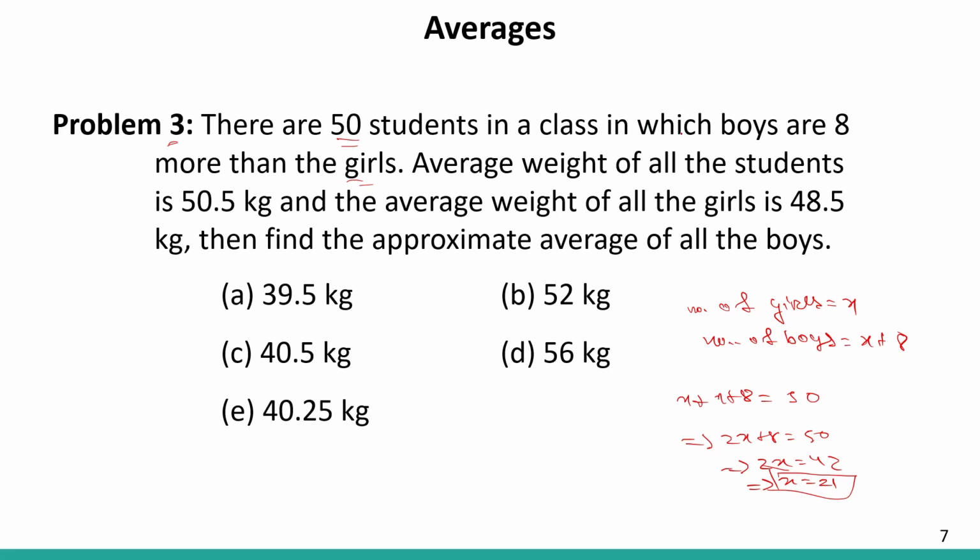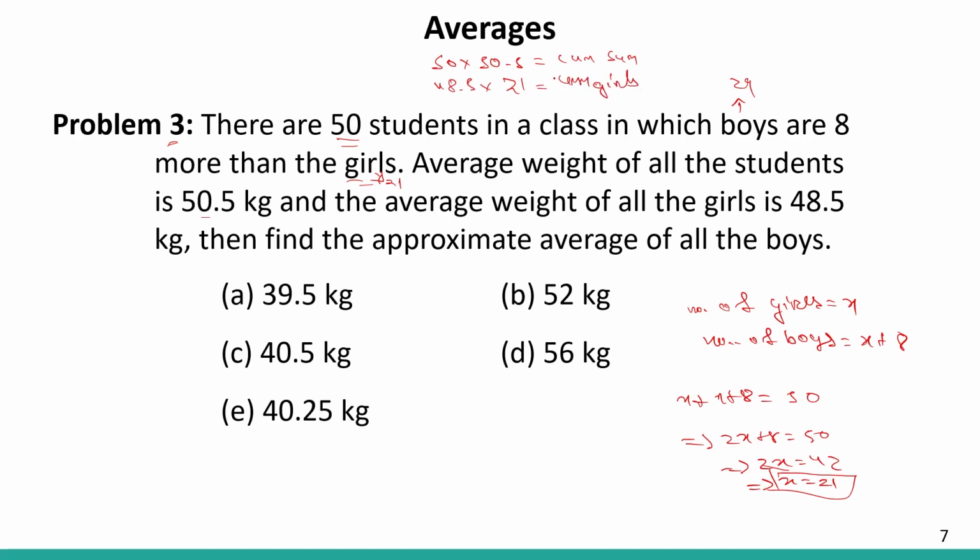So boys are 29 and girls are 21. We can deduce this from here. The average weight of all the students is 50.5. So 50 into 50.5 is equal to the cumulative sum, right? The average weight of all the girls is 48.5. So 48.5 into the number of girls, which is 21, is equal to the cumulative sum of girls.